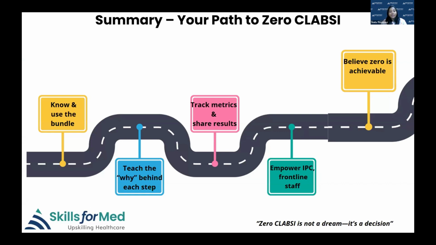And then you have to teach based on the why concept, the why behind each step, why you're making all these changes. If you are saying you have to scrub the hub, you have to say why. Sir has given a lot of examples of why we have to do all those things. And third thing, when you're auditing, you have to track the metrics, where you're standing, how many cases have been reported, and after 1 month, whether there is any decline in the number of CLABSI cases reported.